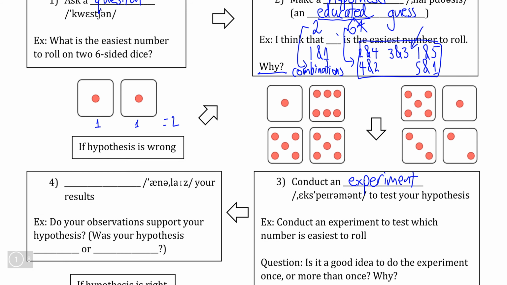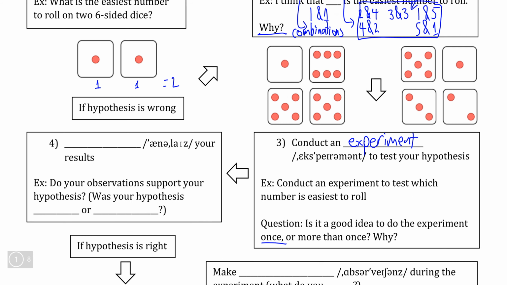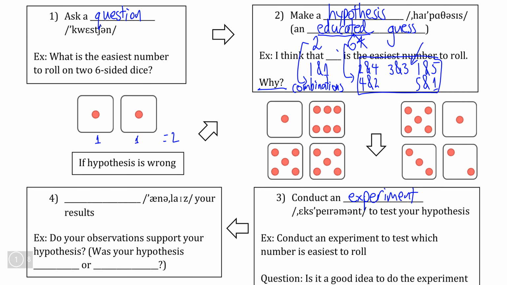Now, if you think about this, if you roll the dice once, is it a good idea to roll the dice once and say, okay, our experiment is done? Well, probably not, because let's say you actually do roll 2. If you stop your experiment there, you are basically concluding that, well, I rolled a 2 this one time, therefore every other time that I roll, I'm going to get 2 as well.